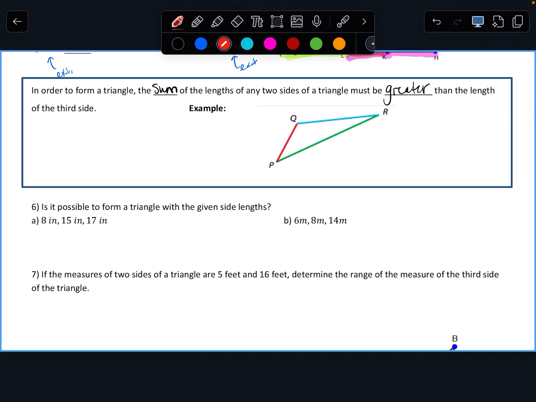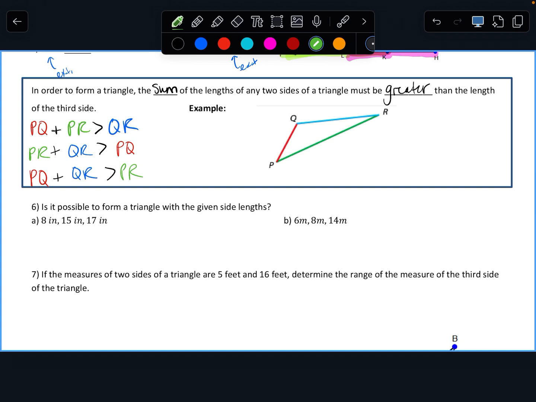This is kind of annoying, I'm not going to lie, but you have to check all these. You have to say PQ plus PR has to be greater than QR, so you have to do every combination of the three sides. Red and green has to be greater than blue. Then green and blue has to be greater than the red one. And then PQ plus QR greater than PR. So essentially you have to check every combination.